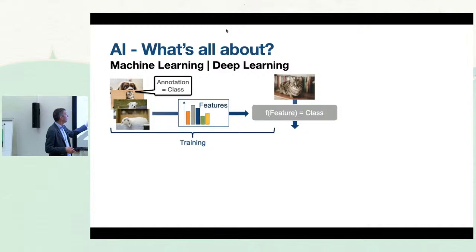For this, we need images which are annotated, where we say, okay, this one is a cat, this one is a dog, this one is you, and this one is not you. By this, we can derive this function. If we have this function, we can finally say, this is a cat. This is the main idea of machine learning.